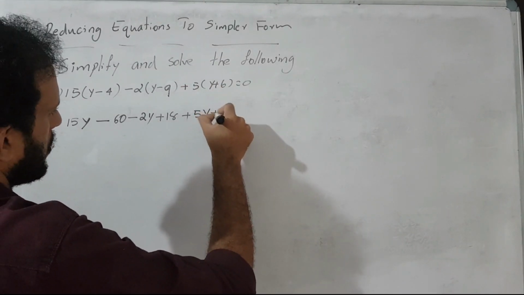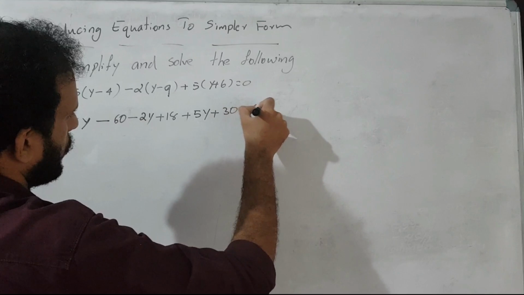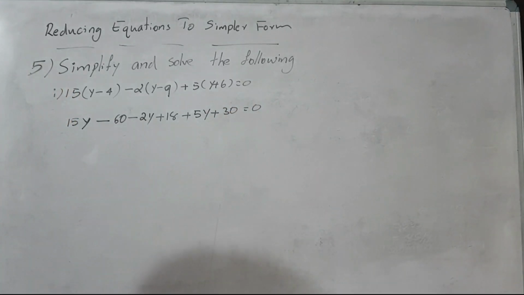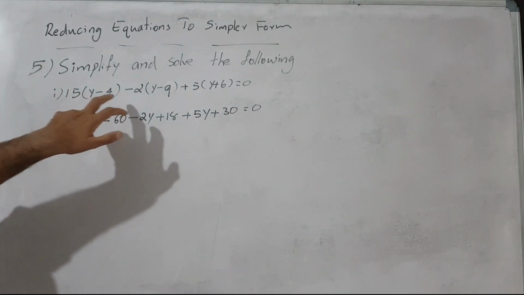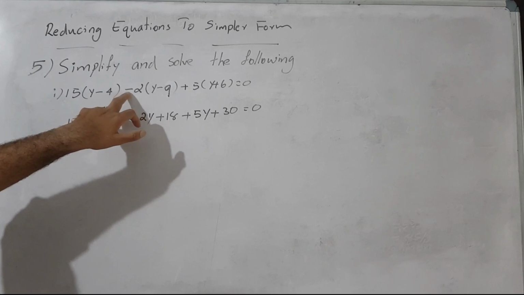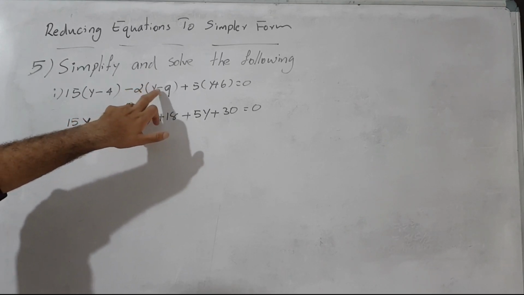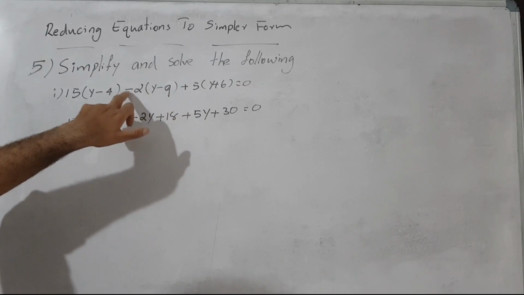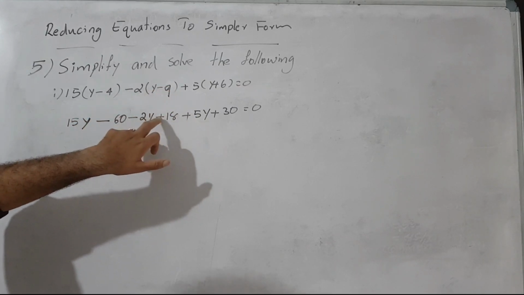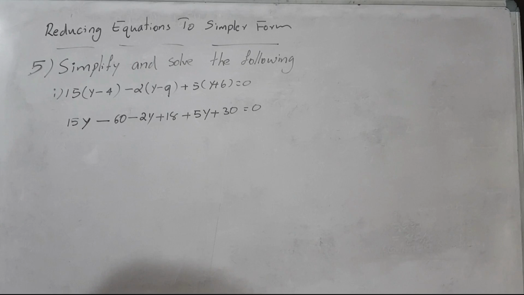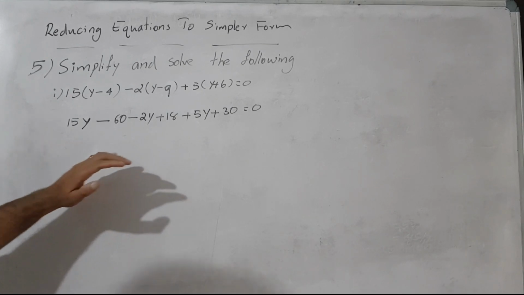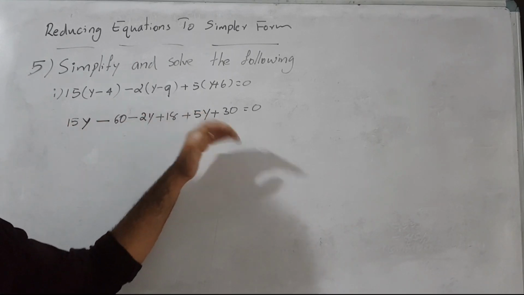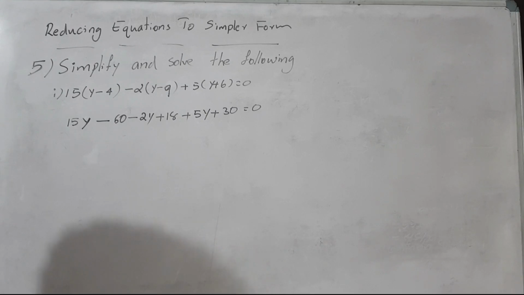5 into 6, 30 is equal to 0. Okay, we just expand the bracket. In the time of expansion, you just consider this sign as the sign of the number. Then minus 2 into y, minus 2y, minus 2 into minus 9 is plus 18. Then next we have so many terms with y and so many terms in the constants.